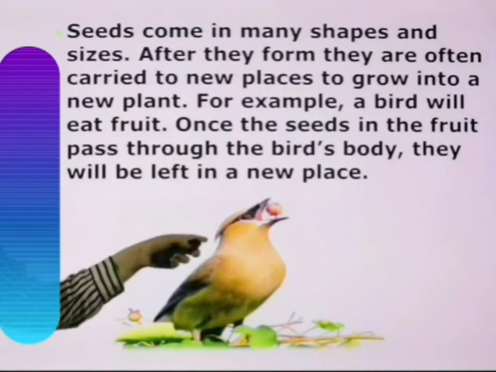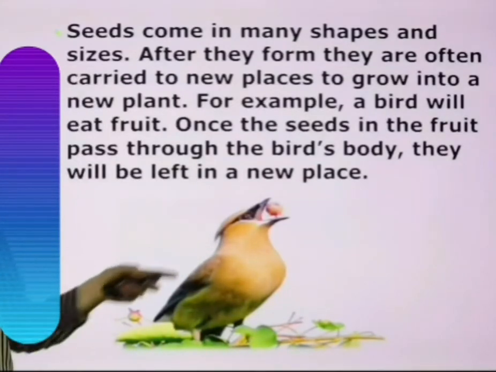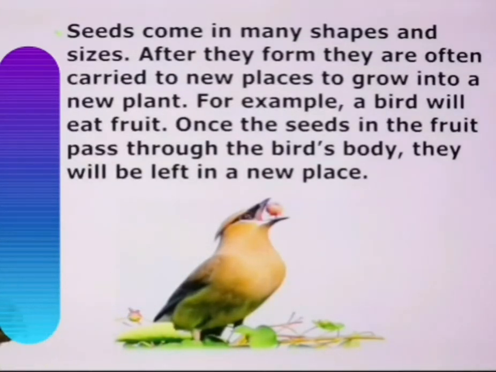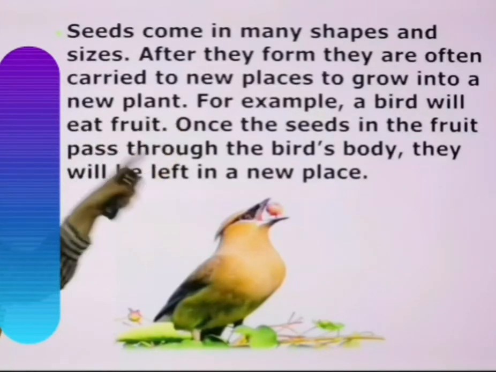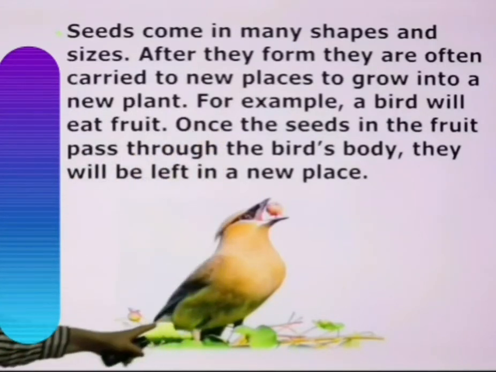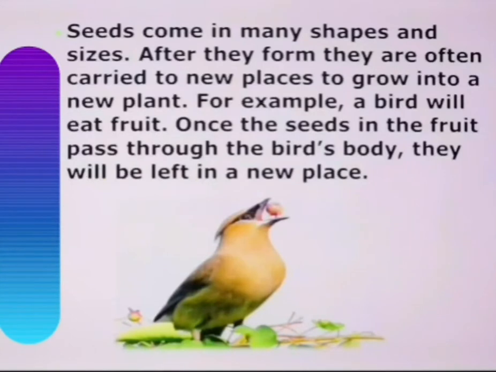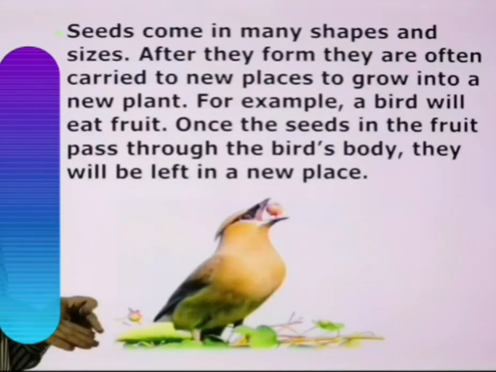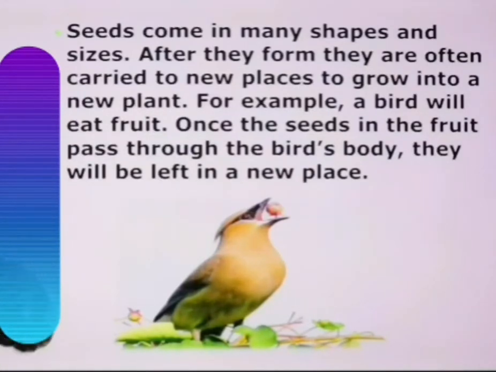For example, let's look at this bird. What's this bird doing? This bird is eating the fruit. What will happen later on? All of us as living things, when we eat, we will have some waste. So, for example, a bird will eat fruit. Once the seeds in the fruit pass through the bird's body, they will be left in a new place. And in this new place, this seed will go maybe in the soil due to water or wind or some animals, and then this seed itself will germinate and grow up into a new plant.